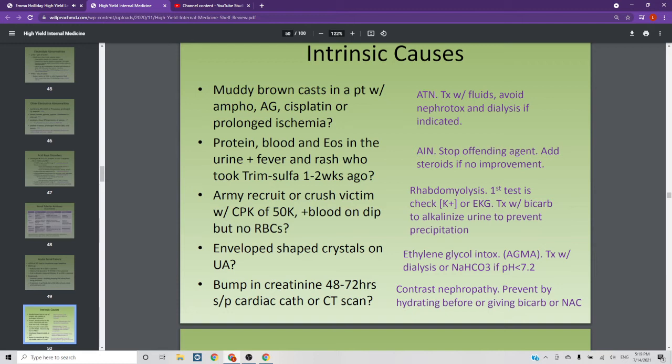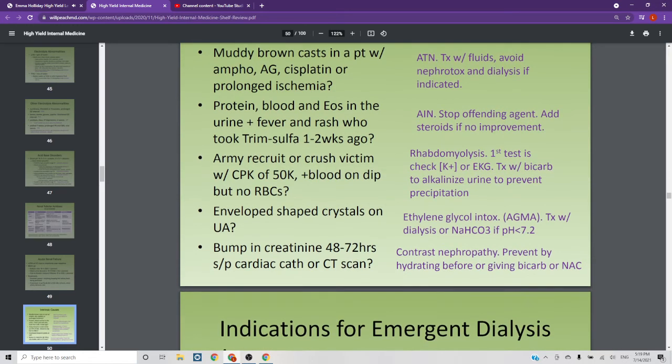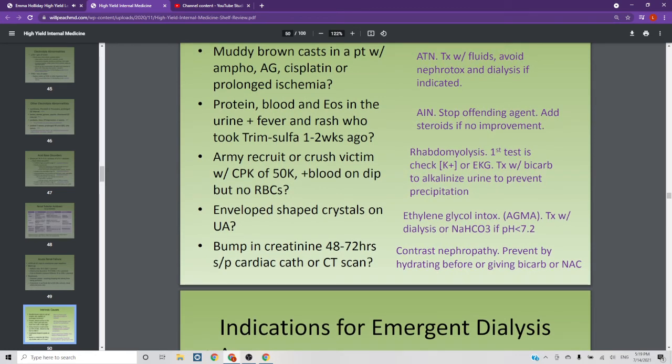So what if you see envelope-shaped crystals on the urinalysis? Yeah, life's not that bad, right? Don't drink the antifreeze. So ethylene glycol intoxication will give you envelope-shaped crystals, and that causes an anion gap metabolic acidosis. And then if you get a bump in creatinine a day or 2 or 3 days rather after a cardiac cath or a contrast CT, good, contrast-induced nephropathy. The timeline is important here. 48 to 72 hours is very characteristic if contrast-induced nephropathy is going to happen.